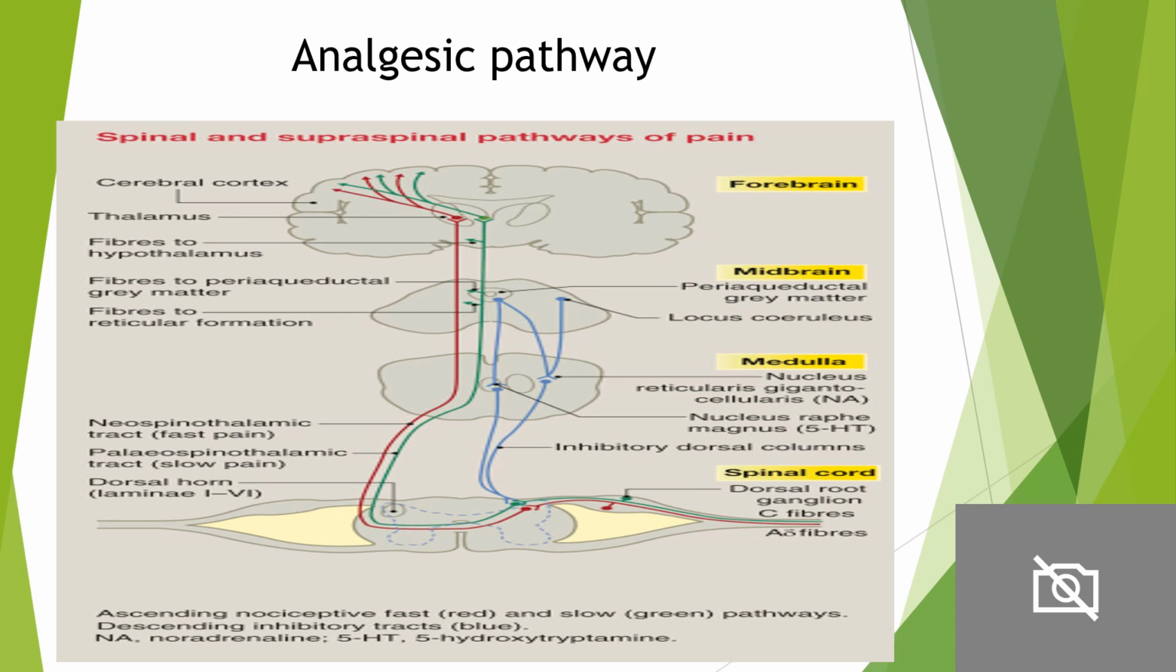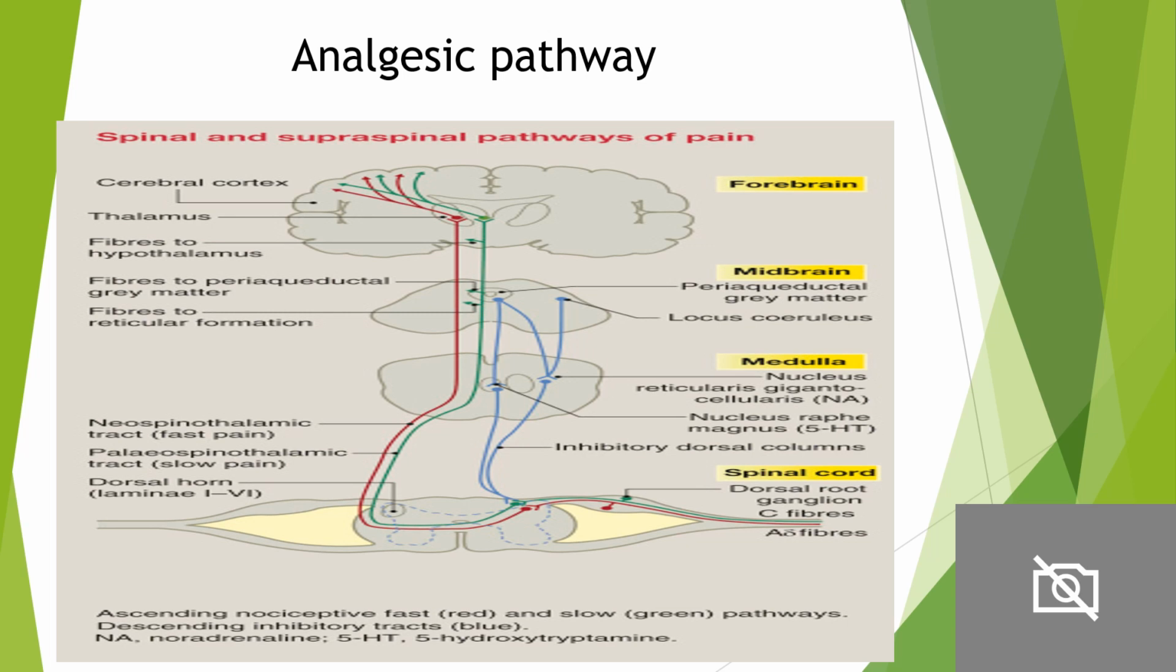Now, how does pain arise? We already studied this red color and green color, the lateral spinothalamic tract, which carries the pain sensation from the periphery to the brain. The blue color line descends from the brain to the spinal cord, right? Actually in this diagram, the blue color line starts from the midbrain. Actually it starts from the frontal lobe.